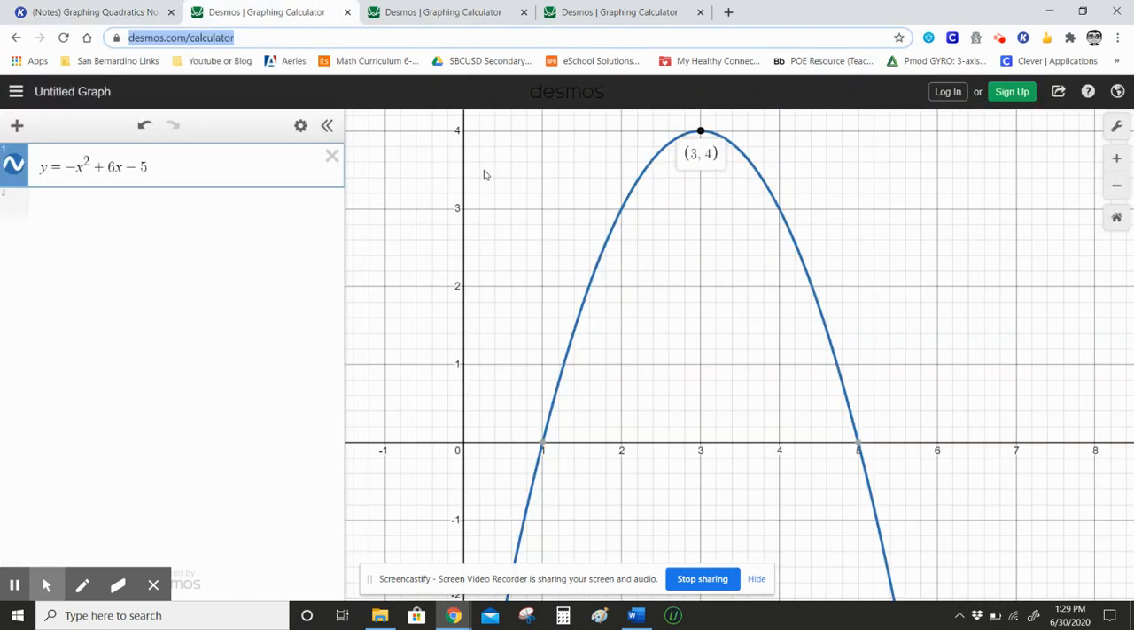So this is what the graph gives me. y equals -x squared plus 6x minus 5. As you can see, the vertex is a maximum point at (3, 4), so 3 to the right and 4 up. It also touches the x-axis at x equals 1 and x equals 5. And if you notice, that's the same graph that I got.